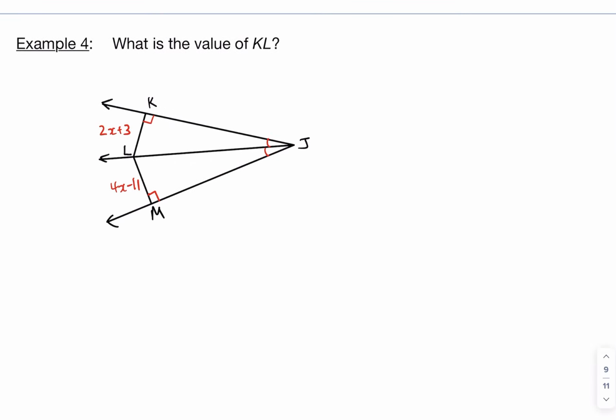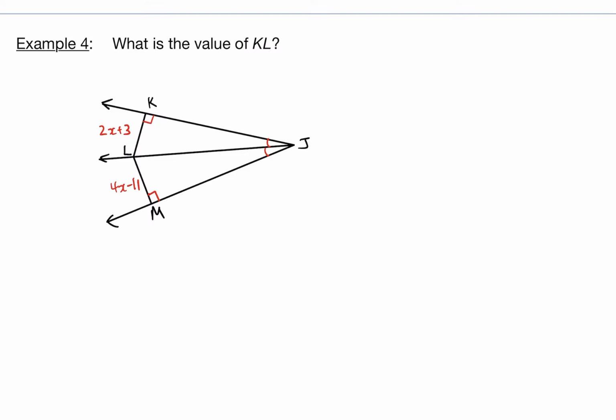So here's example 4. The question is, what is the value of KL? Okay, what is the value of this segment KL? Okay, so what do we know? We know that JL is an angle bisector. And how do we know that? We see these markings here. They tell us that those angles are the same, which means this bisector cuts angle KJM exactly in half.